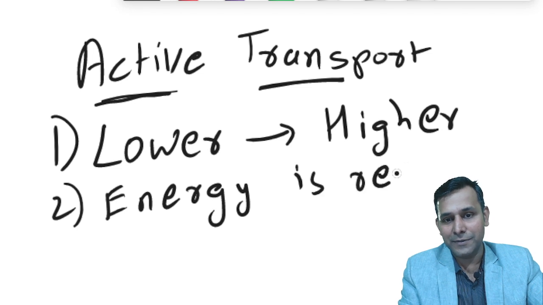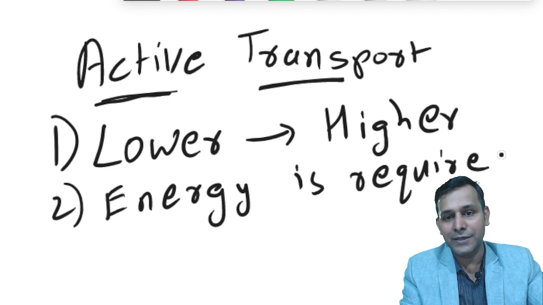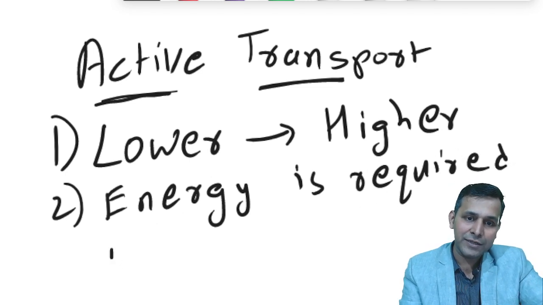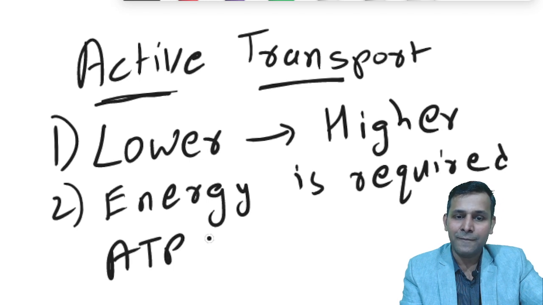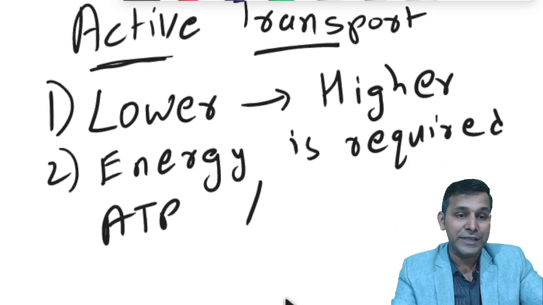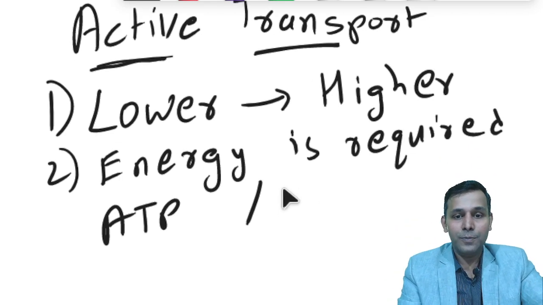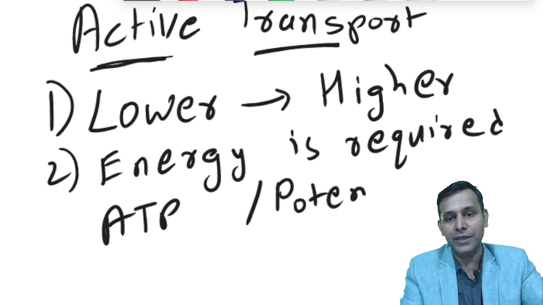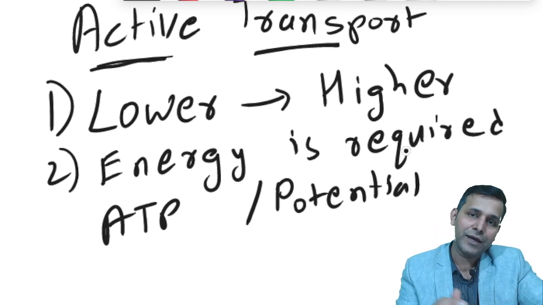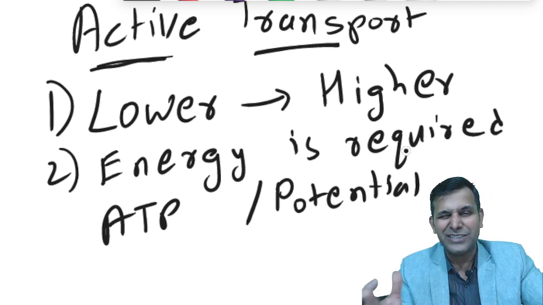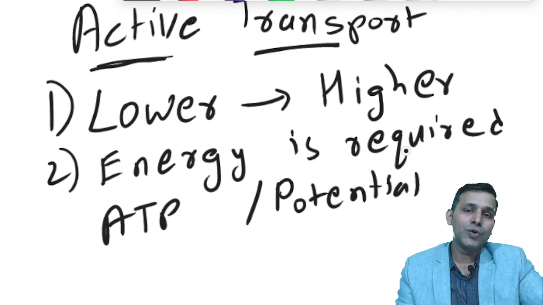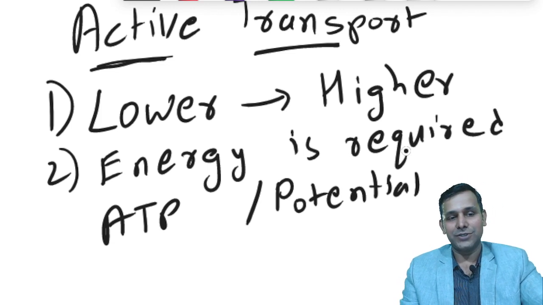Energy is required. Now this energy requirement occurs in two different ways. Either energy is used directly from ATP, or energy is used indirectly in the form of potential energy. So either ATP is used as a direct source of energy, or another form of energy, potential energy, is accumulated, and that is also used to transport the substance from lower concentration to higher concentration.